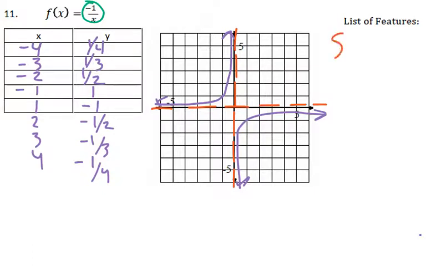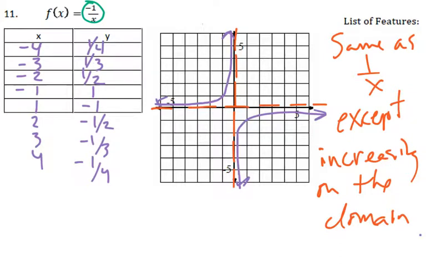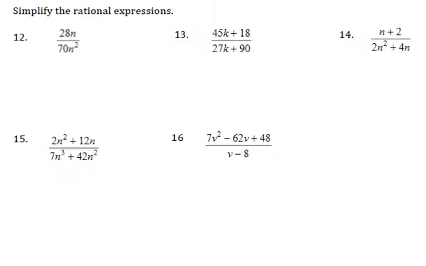Okay, same as 1 over x except for it's increasing on the domain. That's really the only thing that changes. So there's kind of the visual as we're working with these expressions over the next few days. There's a good visual of what these graphs can kind of look like. Okay? Alright, so now let's just simplify.